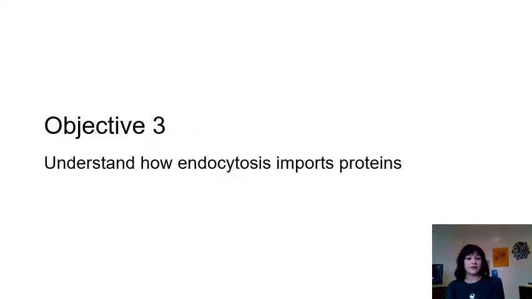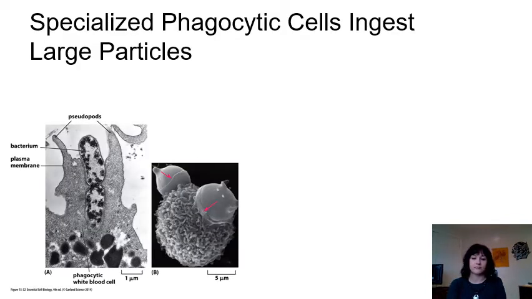Let's talk about endocytosis. Right? So we've talked about exocytosis, things exiting the cell. Let's talk now about endocytosis, things entering the cell. One of the most fun examples of endocytosis is a type of endocytosis called phagocytosis, right? This is when a cell will engulf a very large particle.